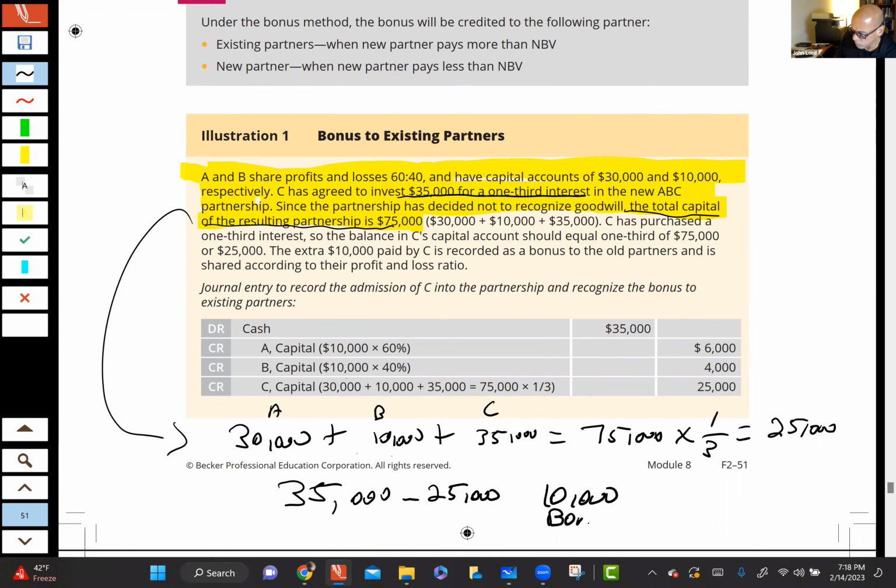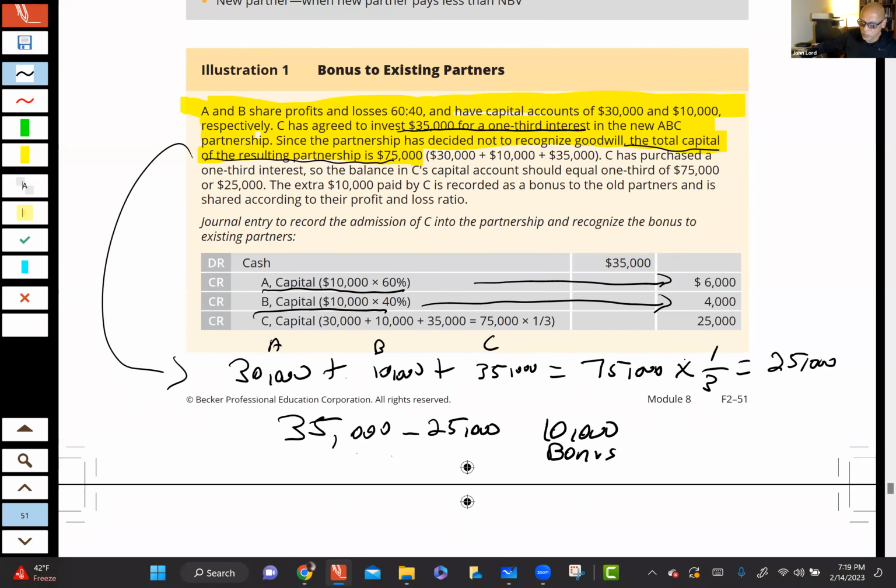Now, sometimes we'll look at one in the homework, in the class question here in a minute. They'll just stop there and they'll say, okay, you got the bonus. Other times they may ask you, well, what should go to A? What should go to B? And that's easy enough. You simply multiply it by their respective profit sharing ratio. Sometimes they may say to you, well, what should be in A's capital account at the end of this? Well, if that asks me that, A started with 30, right? Just looking at A's capital account, we just added what?